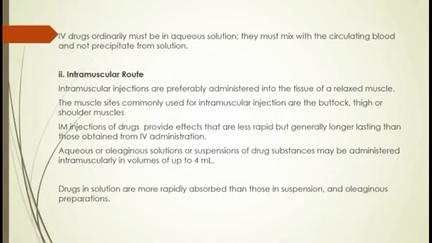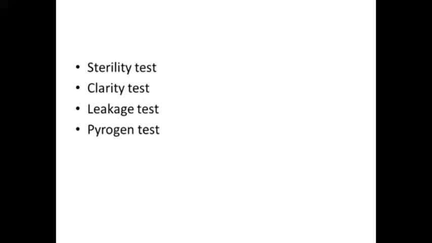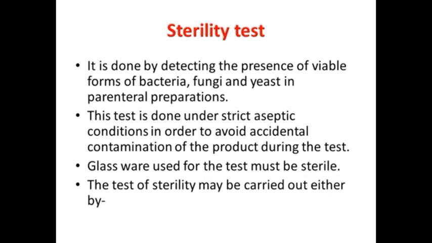Next we see some permitted limits of particulate matter. If the particle size is 10 micrometer, then the number of particles permitted is 50. If the particle size is 25 micrometer, then the number of particles permitted is 5. And if the particle size is 50 micrometer, then it is nil, that is, there is no permissible limit for this particle size.